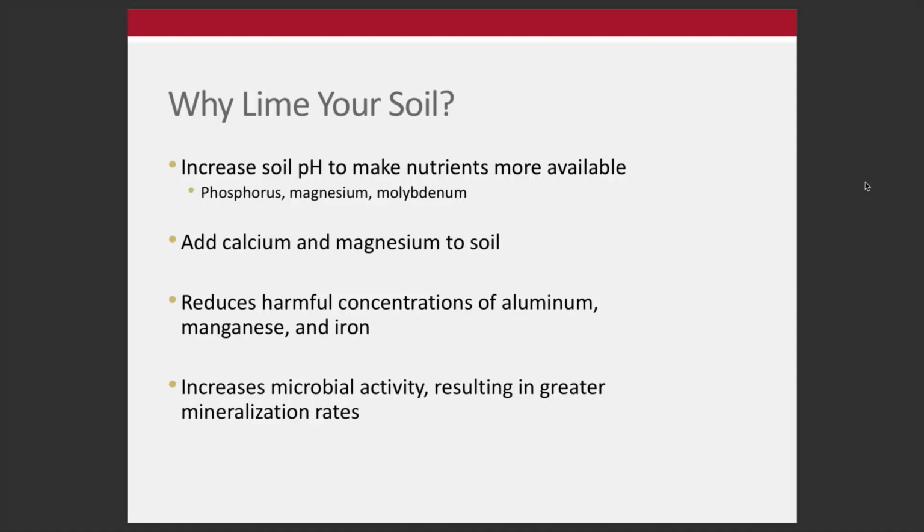We also think about reducing harmful concentrations of aluminum, manganese, and iron. These are acidic cations that can be problematic in terms of the actual physiology of plants, and so we are ameliorating or reducing that, locking those sources up. And then finally, this fourth one, which really plays into nutrient availability, is the idea of increasing microbial activity, increasing mineralization rates, and making nutrient cycling availability as optimized as possible.